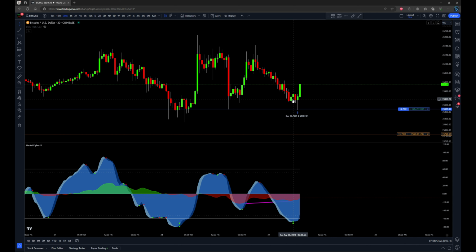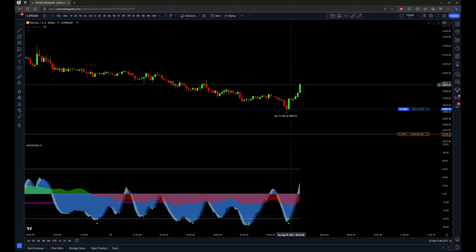So the entry had not been taken yet. It had already crossed up when the entry was taken. As you can see, it was on this candle. Then it came down for that final push down before this bounce, right? So 30-minute looked great. 15-minute looked great. And let's take a look at 5-minute.